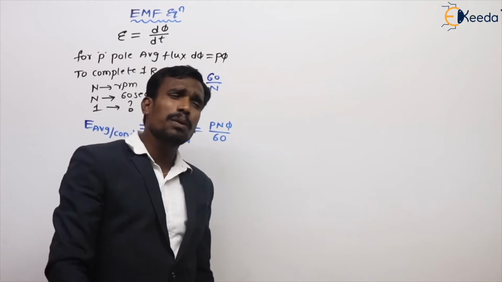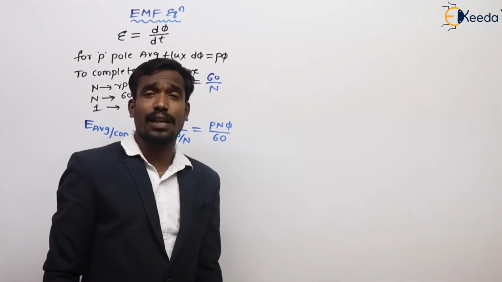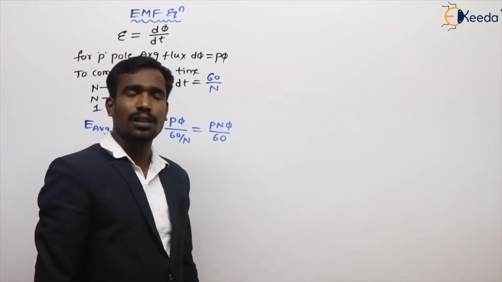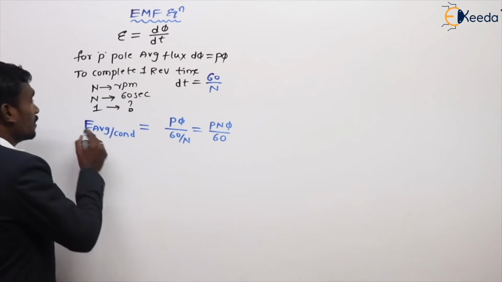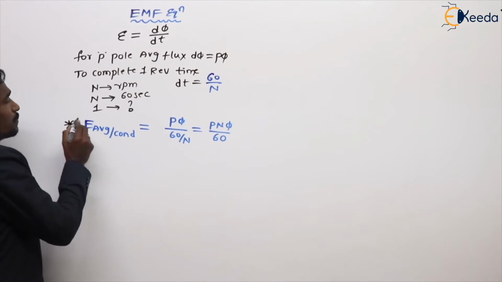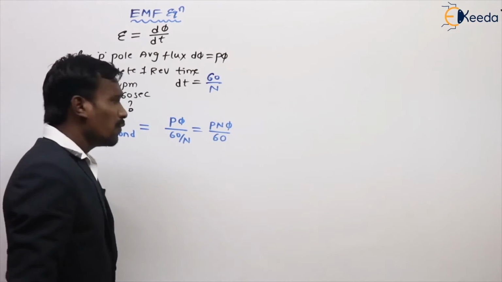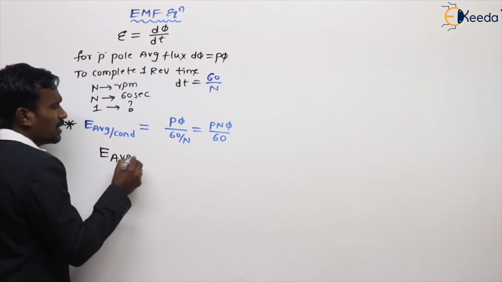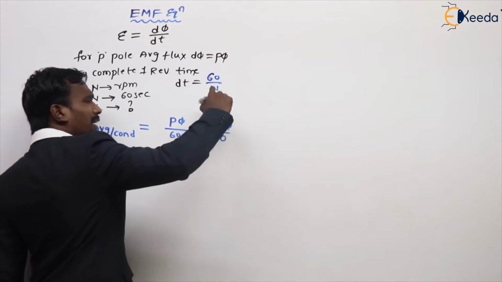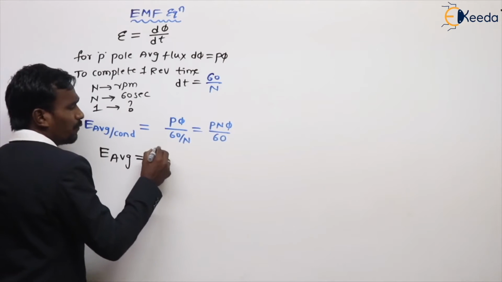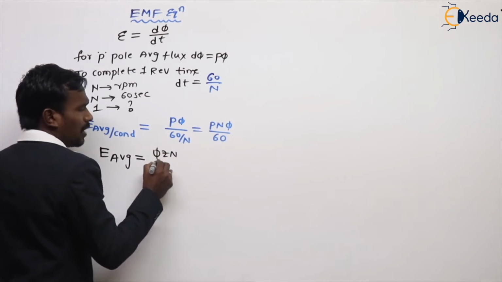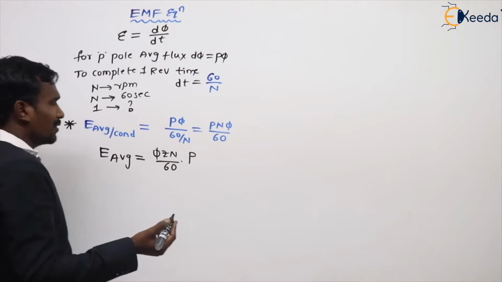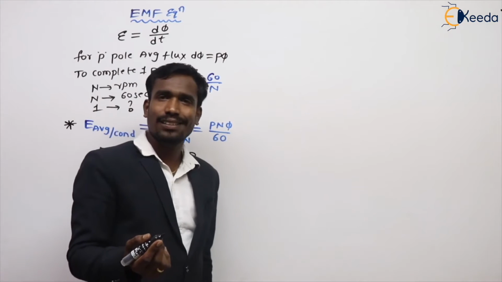Sir, but generally the EMF equation is phi Z N by 60 and P by A, right? But you are not getting that one. Is it wrong? No, this is also a correct answer. But when they ask you E average per conductor, for example, I want total E average. E average is equal to the number of conductors times this, so phi Z N of 60 into P. This is E average.